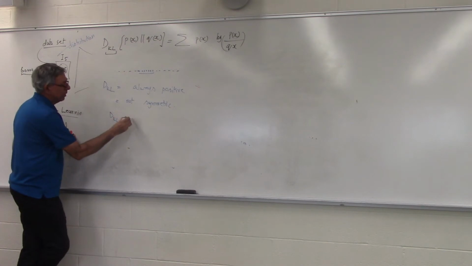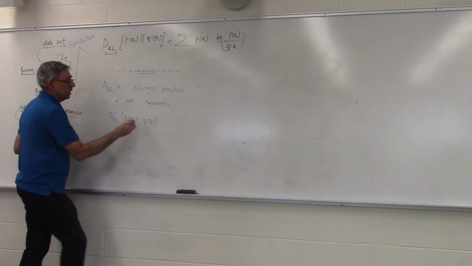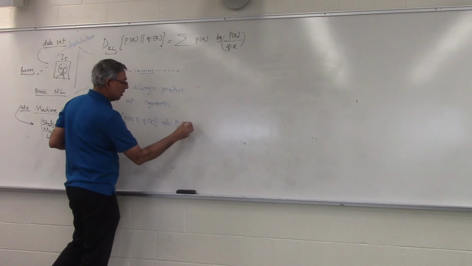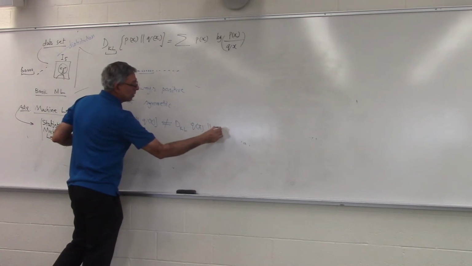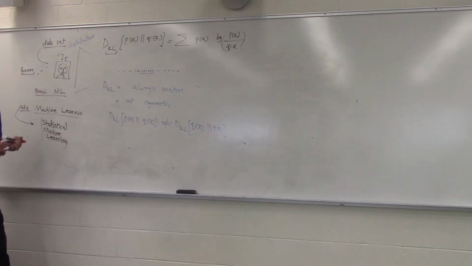DKL of P of x, Q of x is not the same as DKL of Q of x with P of x. So it's not the same.